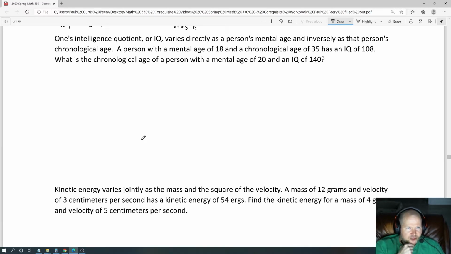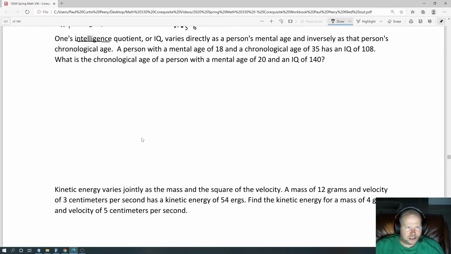One's intelligence quotient, or IQ, varies directly as a person's mental age and inversely as the person's chronological age. A person with a mental age of 18 and a chronological age of 35 has an IQ of 108. What is the chronological age of a person with a mental age of 20 and an IQ of 140?